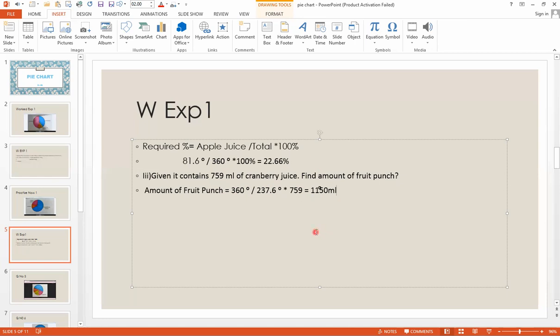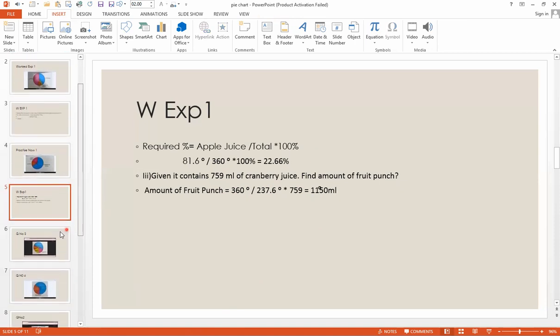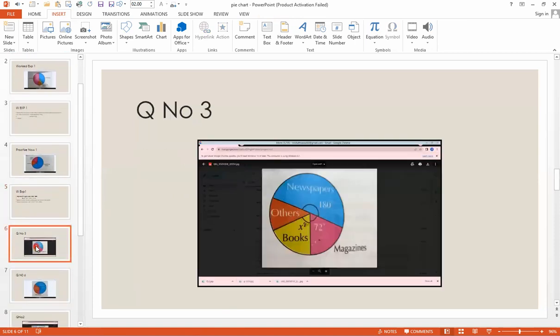Now, before going on, we have time to come to question number 3 also. That is question number 3. So we have to move towards question number 3, and I have to read it for you. They gave us a pie chart that shows the source of revenue of a publishing company.